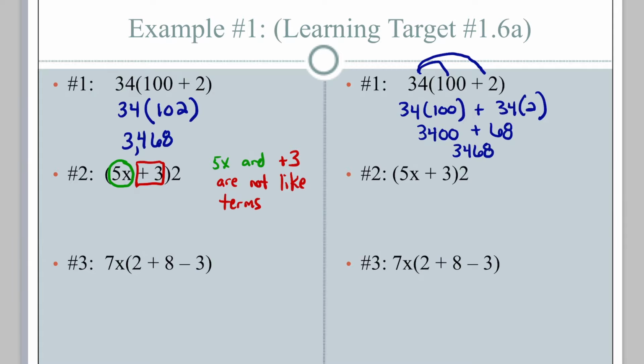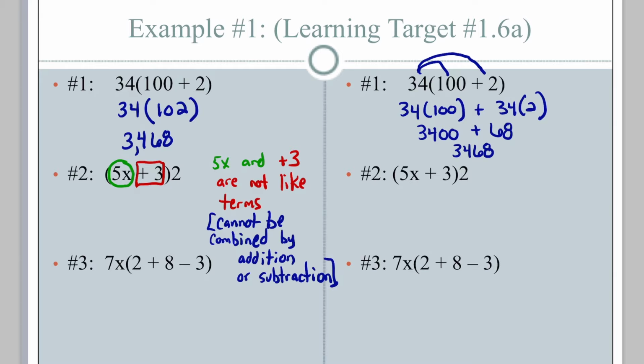Since they are not like terms, they cannot be combined by addition or subtraction. Excuse me. And so, since they cannot be combined by addition or subtraction, this expression 5x plus 3 is as simple as it will become inside the parentheses.